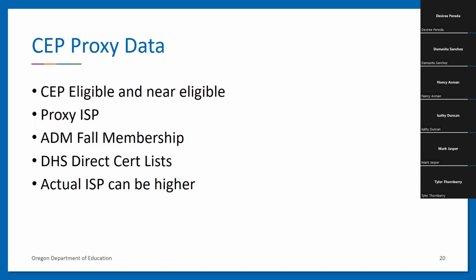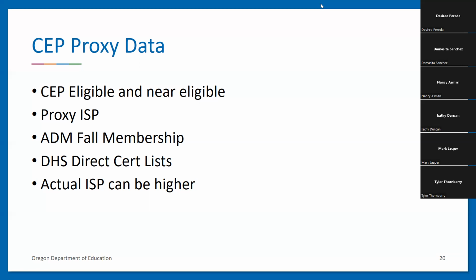This proxy data is derived from using the ADM, Average Daily Membership, from the fall 2021 reports as enrollment, and identifying eligible students from DHS Direct Certification Lists from July 1st to April 4th. Actual ISP for districts and sites is frequently higher than the proxy data due to changes in enrollment, extensions of identified eligible to other students in the same household, and additional students that are identified eligible at the local level, such as migrant students, homeless runaway students, and students enrolled in Head Start.